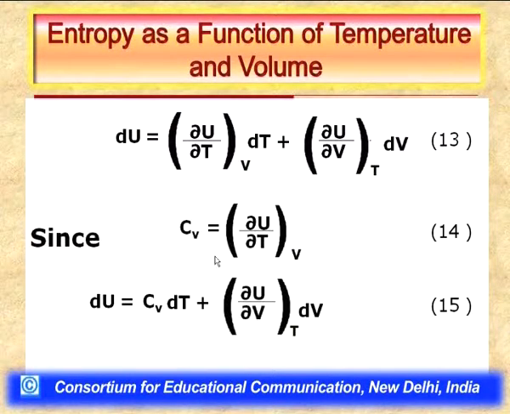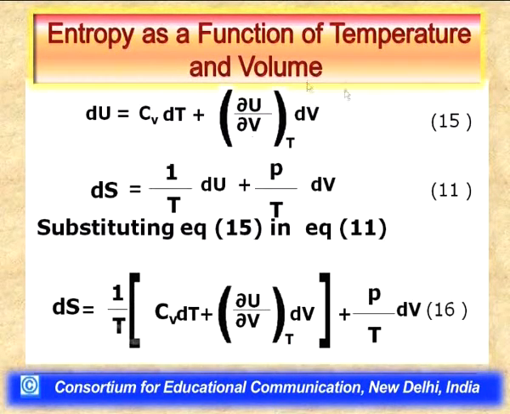So, if this is so, the equivalent expression is also delta U by delta T at constant V. So, instead of this differential coefficient which is figuring in equation 13, we can just substitute Cv. Our equation 13 then transforms to dU equal to Cv dT plus delta U delta V at constant T dV. Now, this is how we get equation 15.